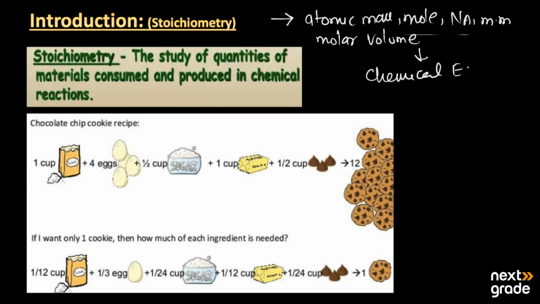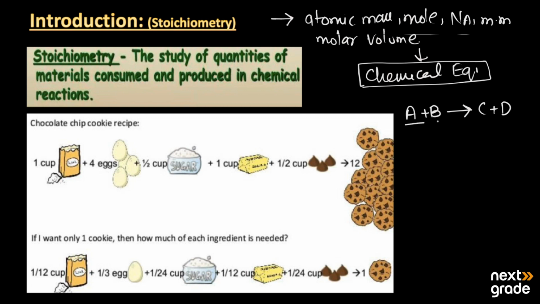Chemical equation. You must know what is meant by a chemical equation. Basically, a chemical equation is the equation of the reactants and products. For example, here we have A plus B, and it is going to react and change into C plus D. Now A plus B, as they combine, are known as the reactants, and these reactants combine and form C plus D. So C plus D are the products.